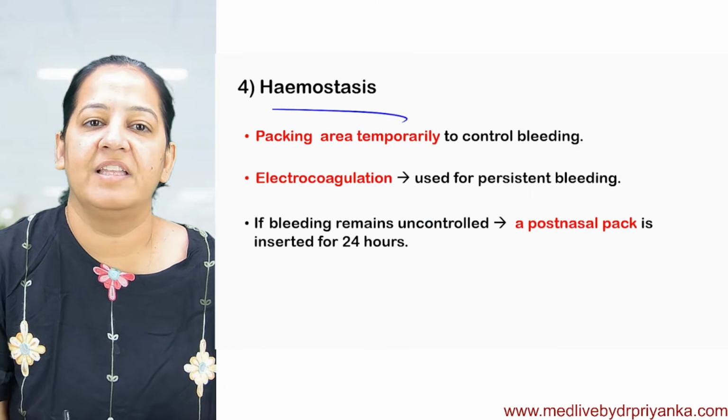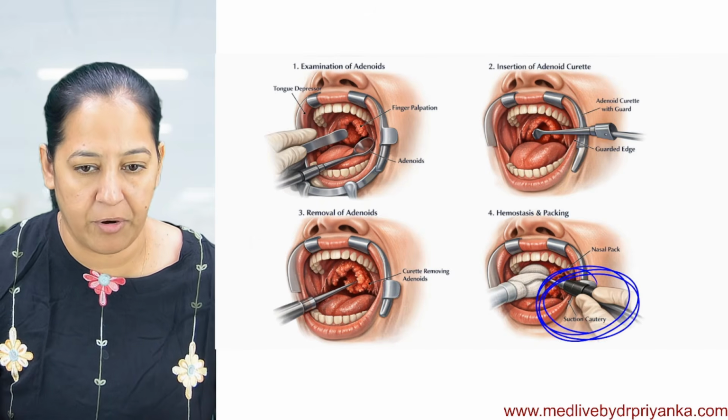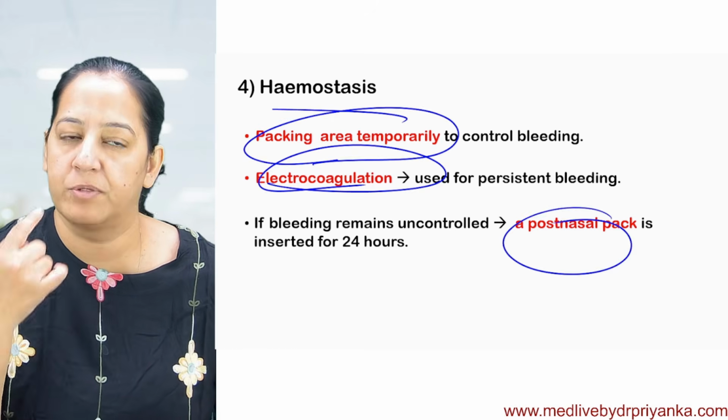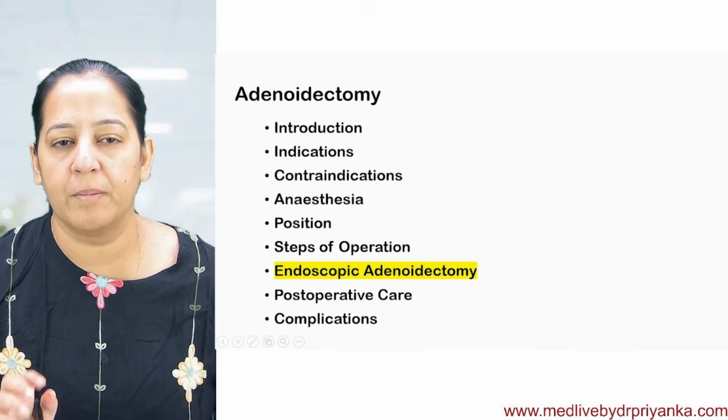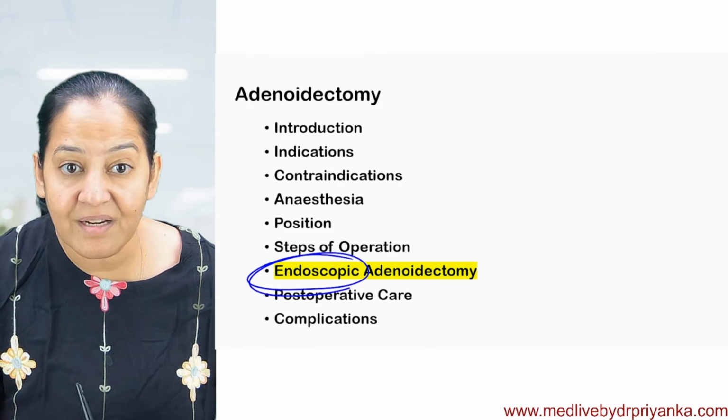Finally, electrocoagulation is done to control the bleeding. We are using the cautery to control the bleeding, and packing the area temporarily. We can put a postnasal pack to control the bleeding temporarily. These are the steps of the surgery. Sometimes nowadays it is done endoscopically.